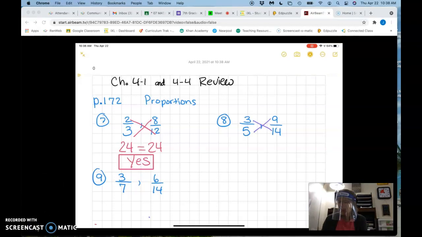Okay, so for the next one, cross multiply. What is 3 times 14? 36. No, it's not. 42. Oh, you were close. And what is 5 times 9? 45. Do those two numbers equal each other?